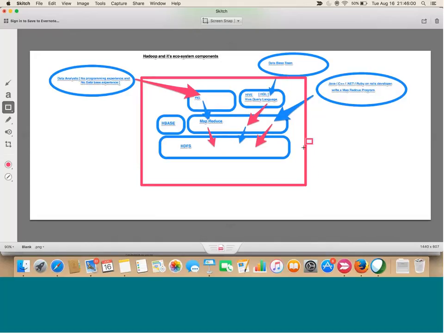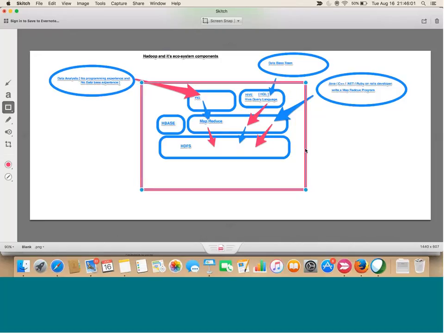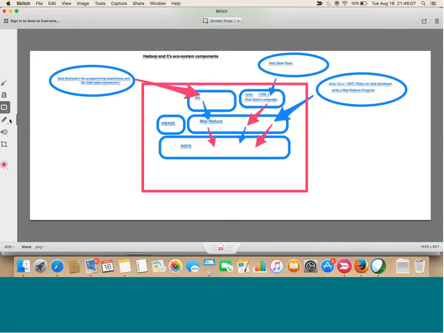Now, are we done? No, we are not yet done. There are some more things which we need to talk about. So let's talk about one of the important components, that is your database. Right? You have your database here. You have your database which is in RDBMS.